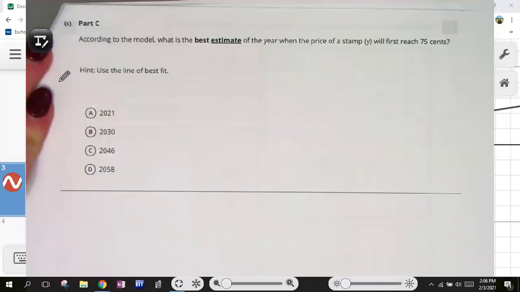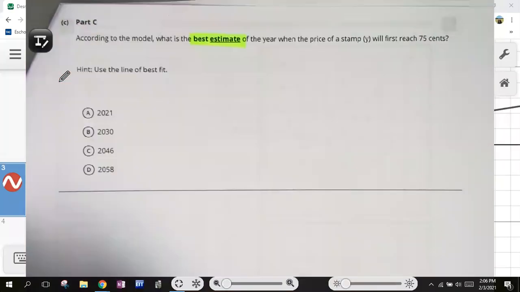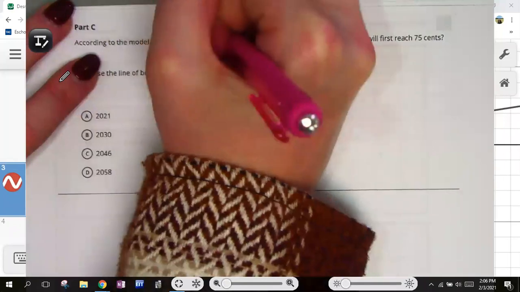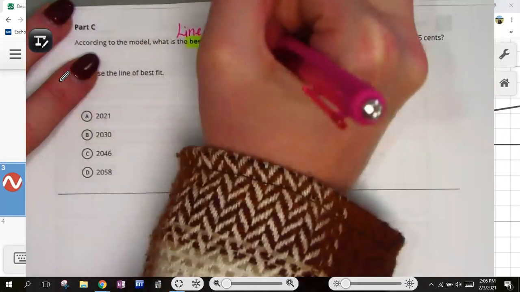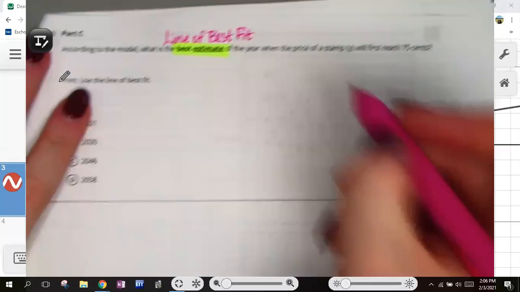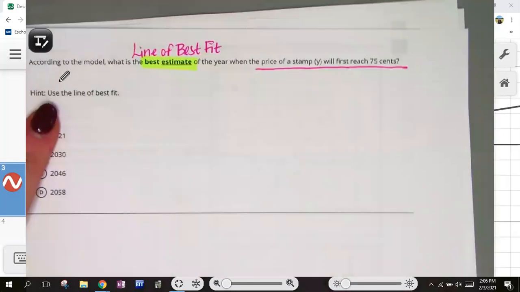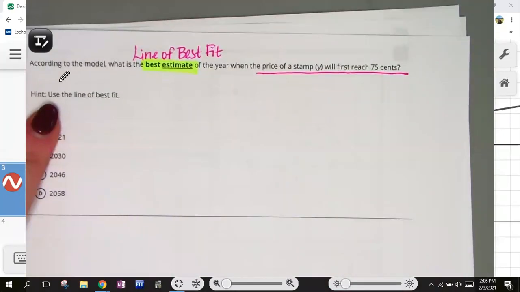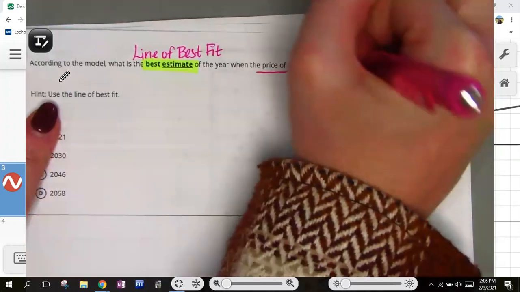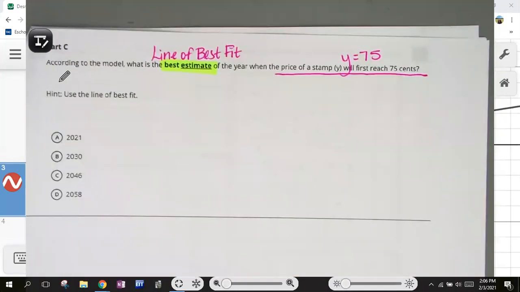C. It says according to the model, what is the best estimate of the year? What do we use to make estimates? The line of best fit. Of the year when the price of the stamp will first reach 75 cents. Okay, the price will reach 75 cents. What variable are we talking about when we're talking about the price? Y. All right, I even put a hint. Use the line of best fit. What is our line of best fit equation?